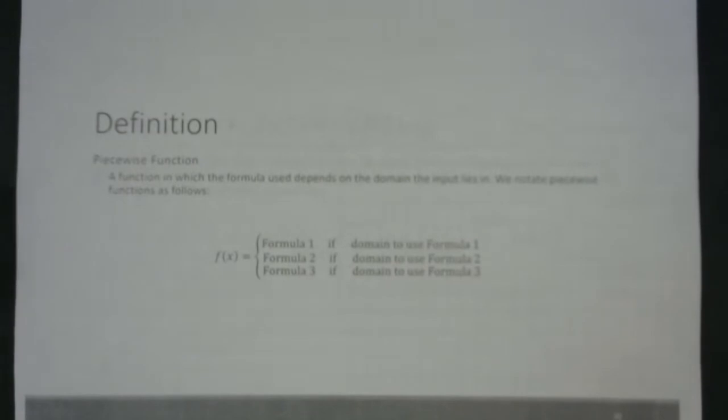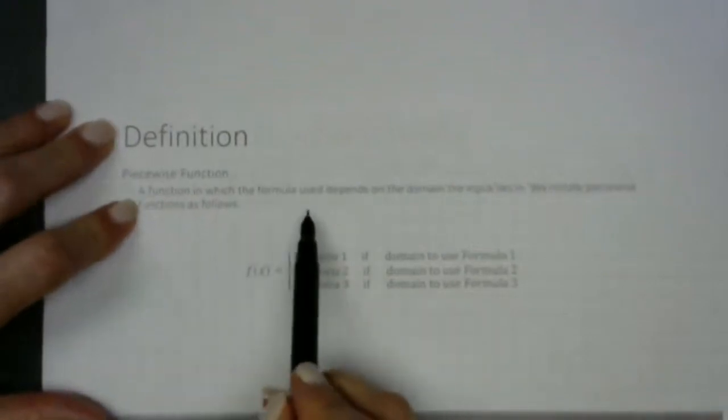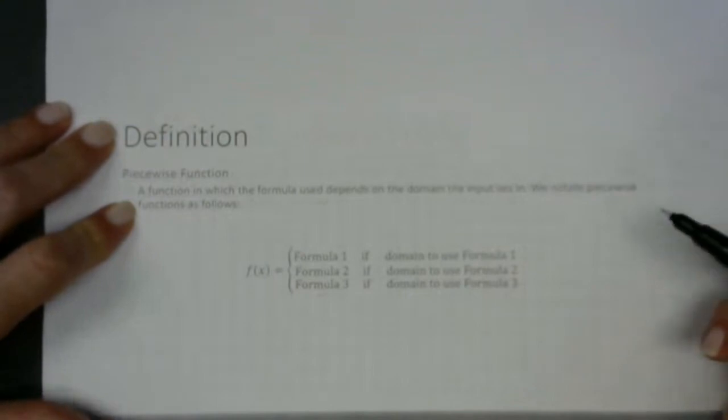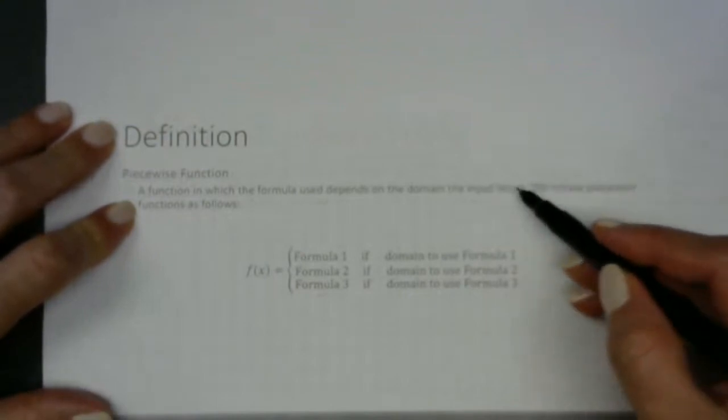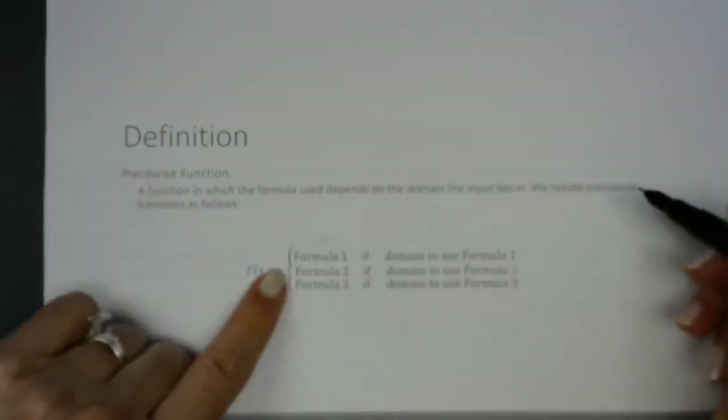The last topic in section 1.2 is piecewise functions, or piecewise defined functions. I think that's kind of hard to see, isn't it? Something's happening with my focus. Anyway, I'll read this to you. It says a piecewise function is a function in which the formula used depends on the interval of the domain that the input lies in.